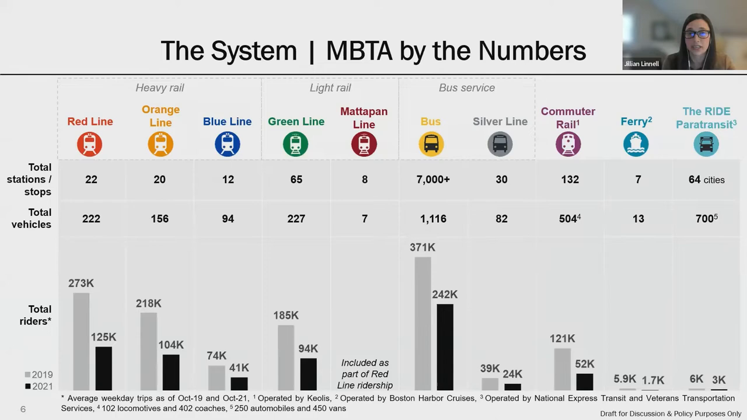To help set the stage for what is included in the MBTA CIP, this slide offers a high-level look at the MBTA system, which includes 3 heavy rail lines, 2 light rail lines, bus network, commuter rail network, ferry service, and The RIDE, which is the MBTA's paratransit service. Also included on this slide are the numbers of stations and stops on each of those lines, the total number of vehicles in our inventory that provide service across those different modes, and the total number of riders reflected as an average of weekday trips as of October 2019 and October 2021. Next slide, please.